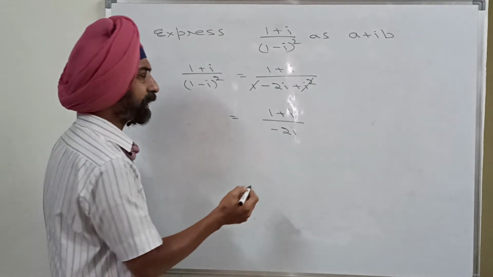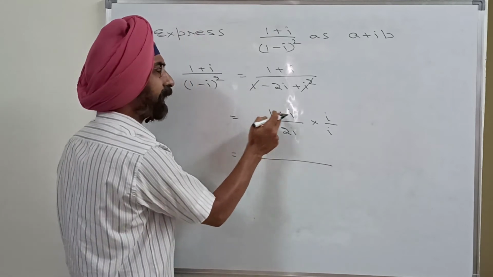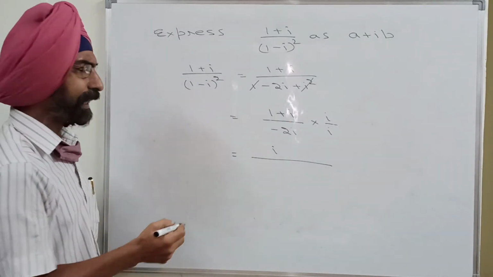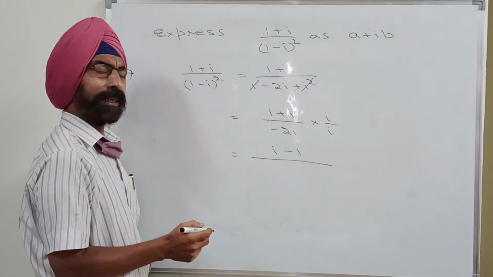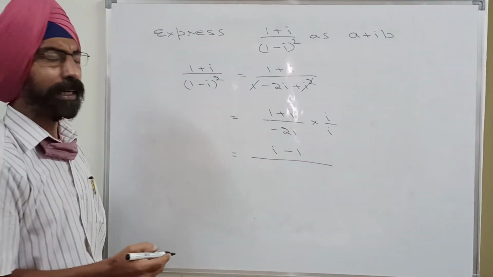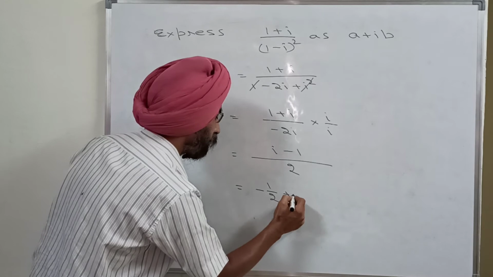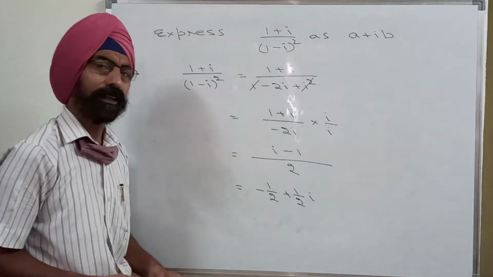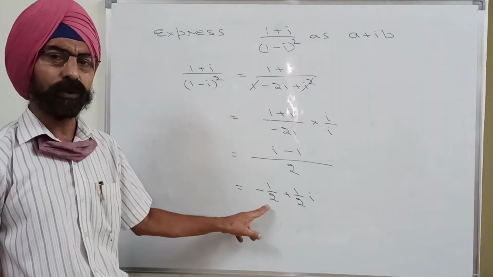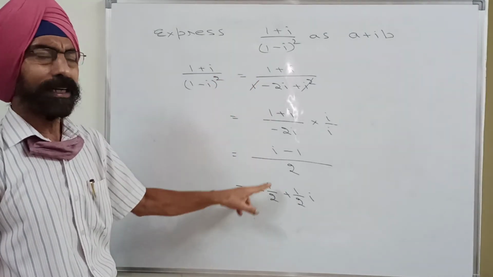So the easiest way is to now multiply and divide by iota. This 1 into iota is iota, plus iota into iota is iota square, and iota square means minus 1. In the denominator, minus 2 multiplied by iota square, that means minus 2 multiplied by minus 1, so it is 2. Now you can write it as minus 1 by 2 plus 1 by 2 iota. So we have expressed this number as a plus iota b, where a is minus 1 by 2 and b is 1 by 2. That means the real part of this number is minus 1 by 2 and the imaginary part is 1 by 2.